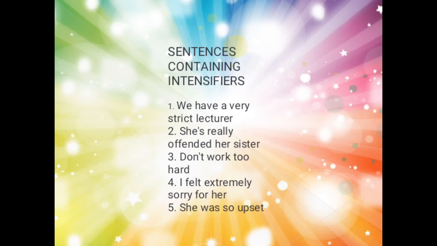The fourth example, I felt extremely sorry for her. How did you feel sorry for her? Extremely. So the extremely over there is emphasizing sorry, how you felt sorry for her. Now the last example. She was so upset. How was she upset? So upset. So the so over there is emphasizing the upset that she was.